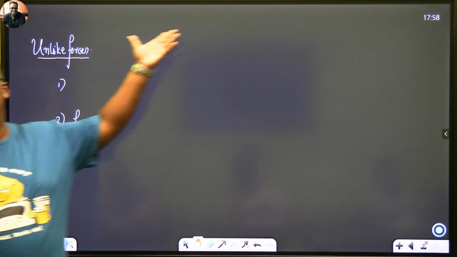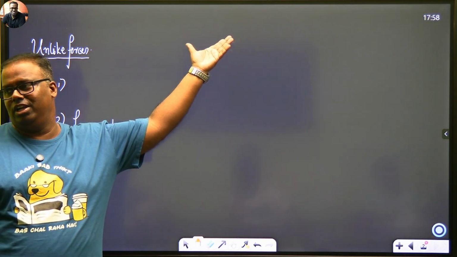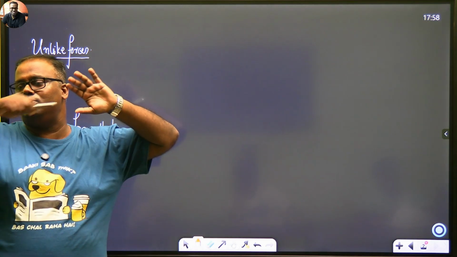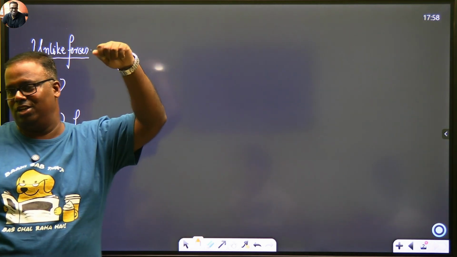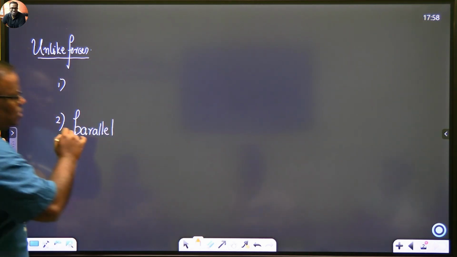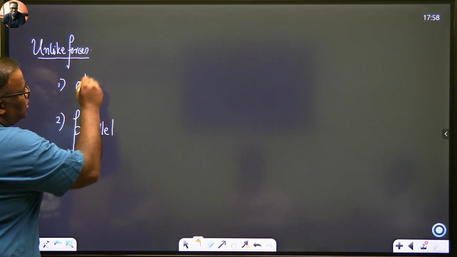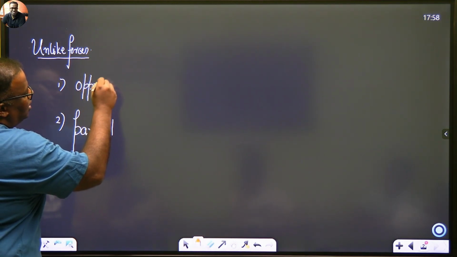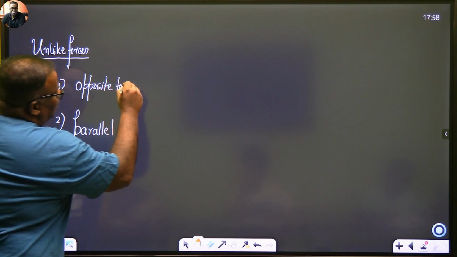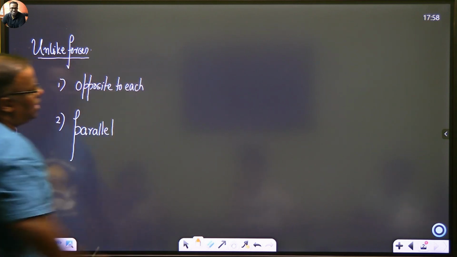That is a different example I gave. We will not study that in your grade. There the forces are, one force is pulled on this side, one force is pulled on this side. No. Unlike forces means the forces are parallel and the forces are opposite to each other, not different direction. Opposite to each other. देखो तो who said different direction? We will clear it up.